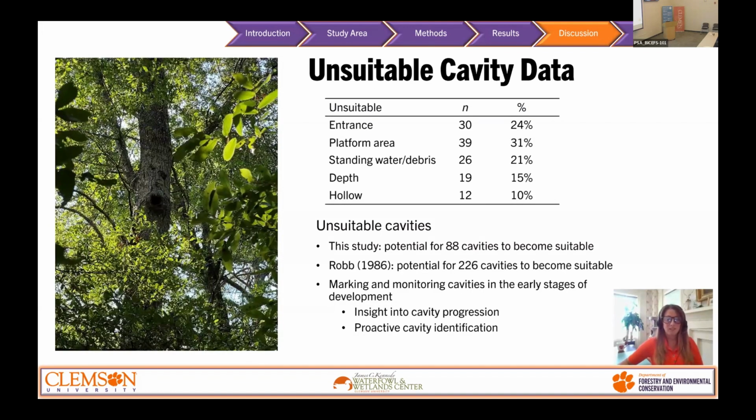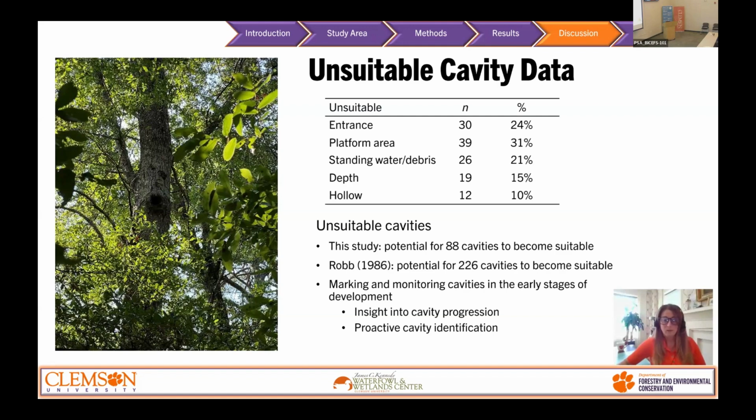I found classifying reasons for unsuitability to be noteworthy because of their potential to be suitable in the future. So while 31% of cavities were deemed unsuitable for standing water, debris, or being hollow and would remain unsuitable, the other 70% had the potential to be suitable as the cavity continues to expand.